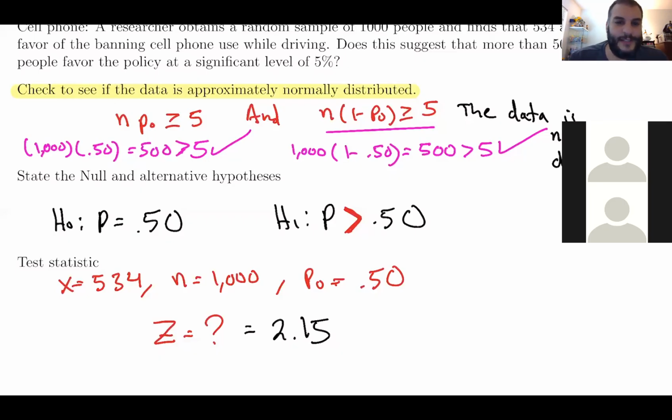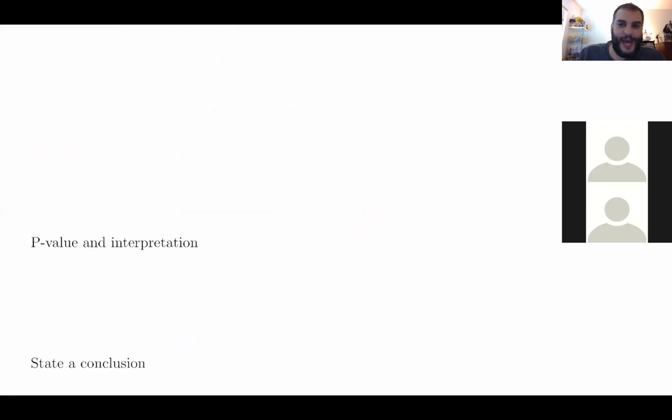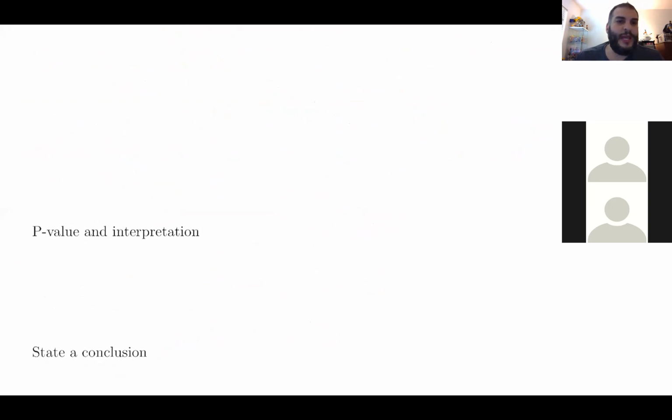All right, so that's my test statistic. So you put test statistic at 2.15. Over here for p-value, now we're going to get what is the likelihood of this event occurring. So you have to look back at your test statistic, and you have to look at that z-value and see how likely is that event of occurring.